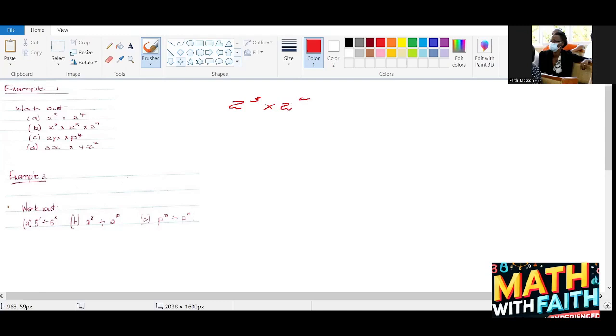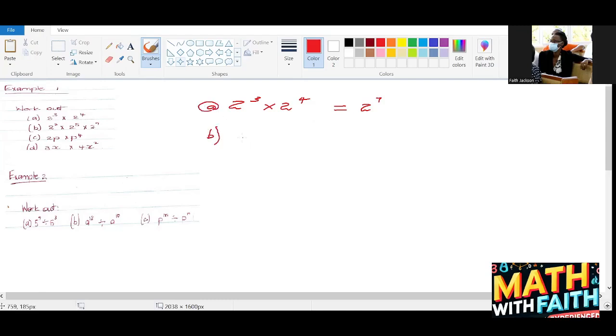Now you notice that this has the same base, meaning that the base number, the number that has the index on it, is 2. So they have the same base. That means we could apply our first rule, which says when we multiply the same base, we can add the indices. So 2 to the 3 by 2 to the 4 is 2 to the 7. Right, so that's the first one.